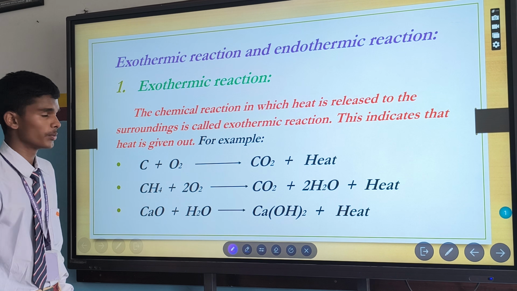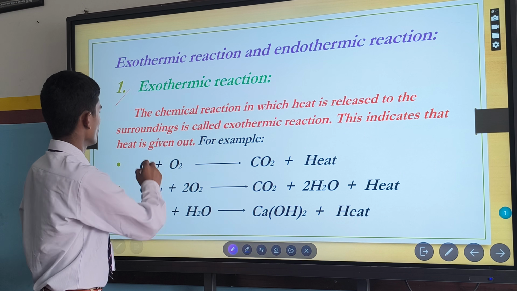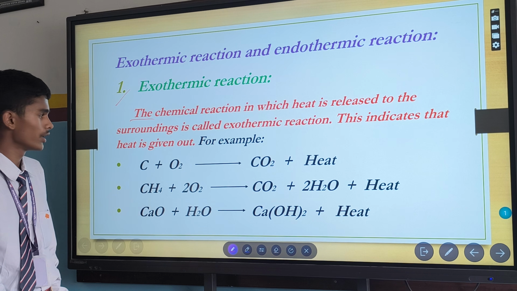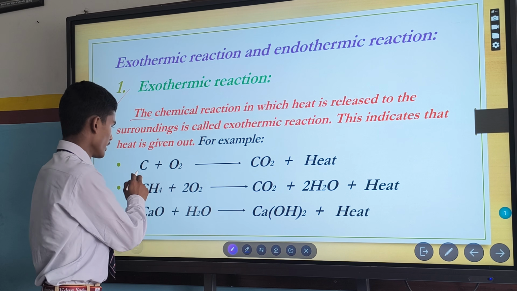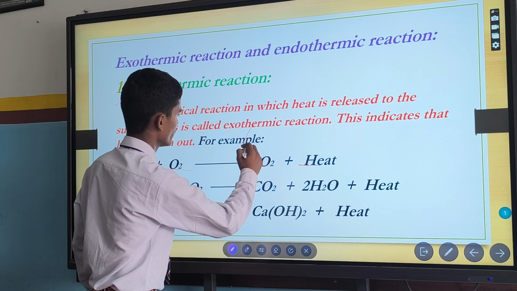Exothermic reaction and endothermic reaction. So, the chemical reaction in which heat is released into the surrounding is called exothermic reaction. For example, when carbon and oxygen are reacted, CO2 and heat is produced. It is an exothermic reaction.